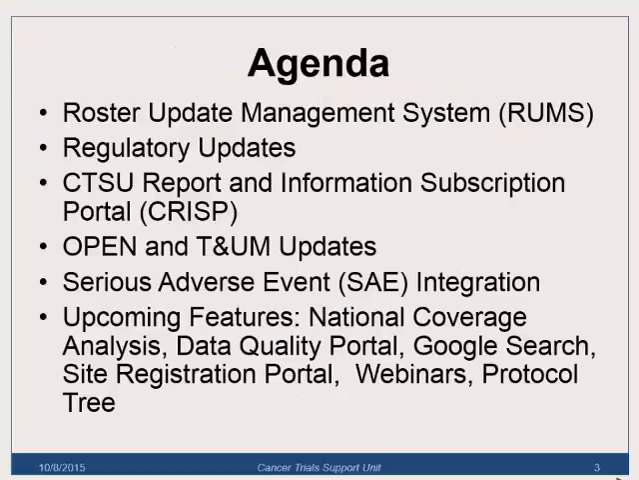Specifically, we're going to go over the following items. We're going to go over the Roster Update Management System, the RUMS system. We're going to go over some regulatory updates. We're going to go over the CTSU Report and Information Subscription Portal and how to use that. We'll also go over some open and transfer and update module updates. And also the serious adverse integration, so we'll go over that. And lastly, we'll go over some upcoming features, such as the national coverage analysis, the new data quality portal that's in the works, the Google search feature, also the site registration portal that's coming soon, the new webinars, and lastly, an addition to our protocol tree on the CTSU website.